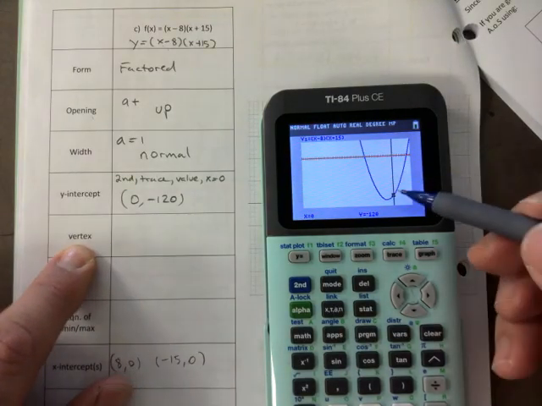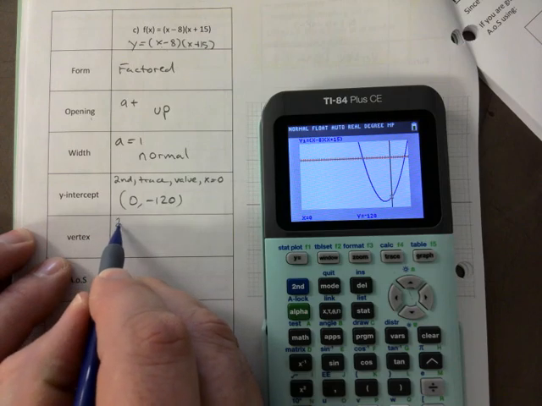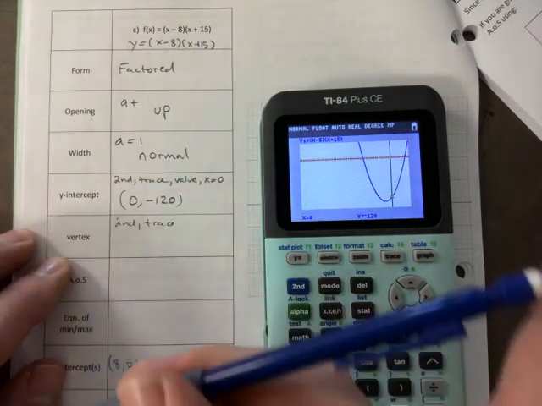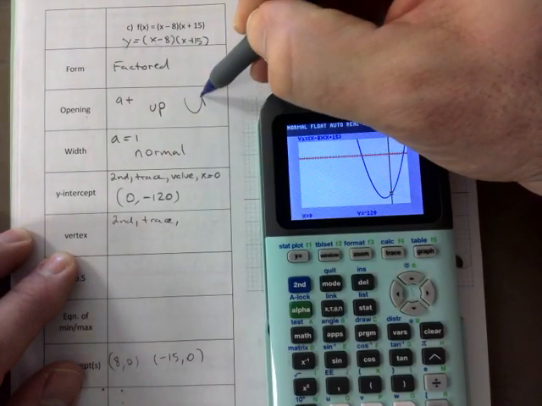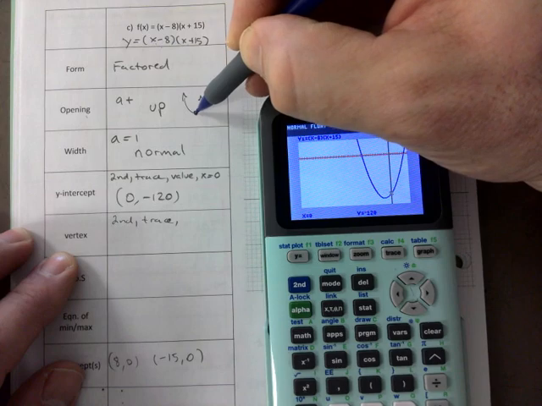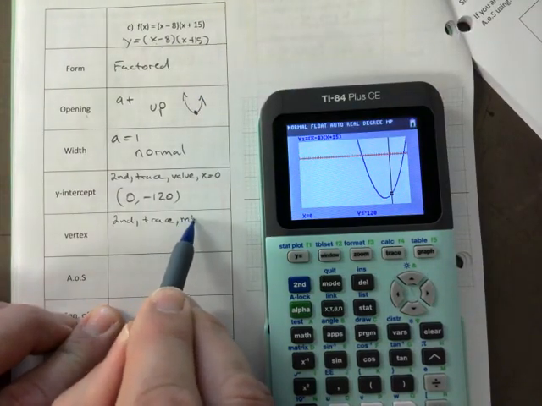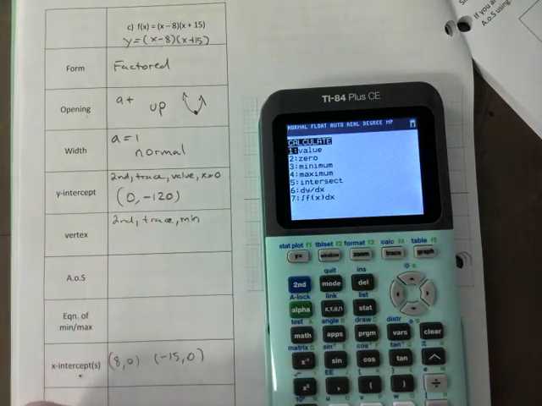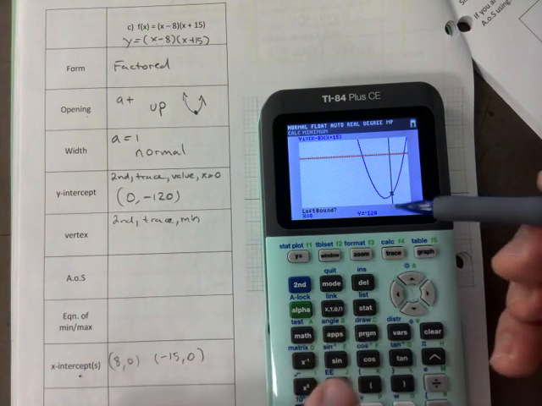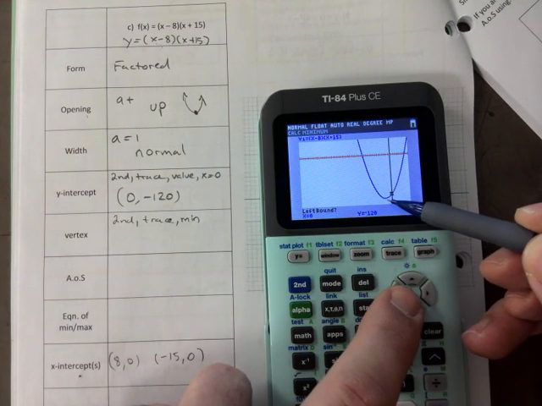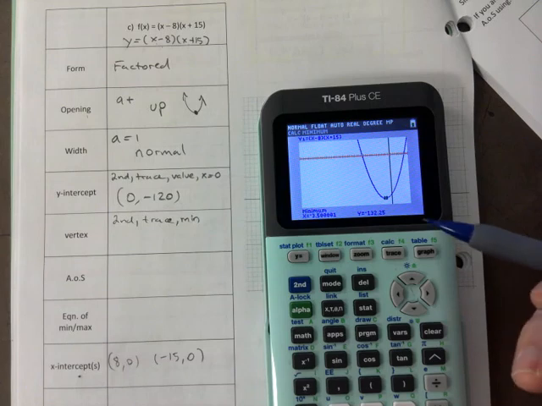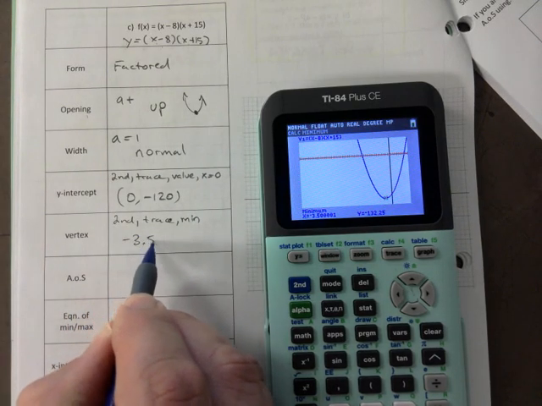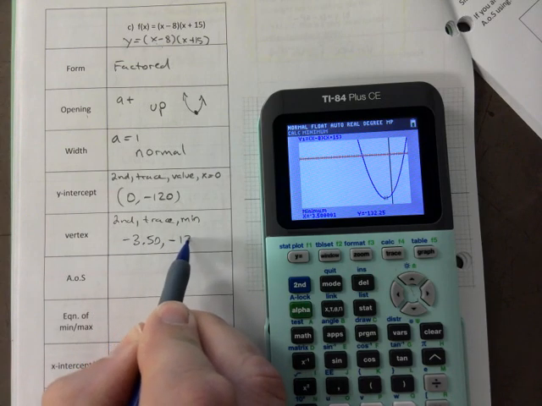The vertex, we have to use min or max, right? So I'm gonna say here second trace. It's pointing up, it's doing this. So my vertex is the minimum. It's the lowest point. So I have to use min here. So second trace, minimum. And again, this is the vertex. It's asking you for a left boundary. So you go to the left of it, hit enter, move over to the right of it, press enter, enter. And there it is. It's negative 3.5, negative 132.25.